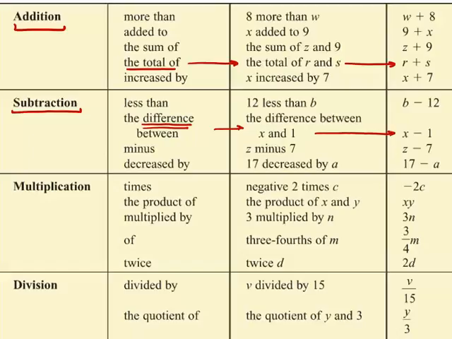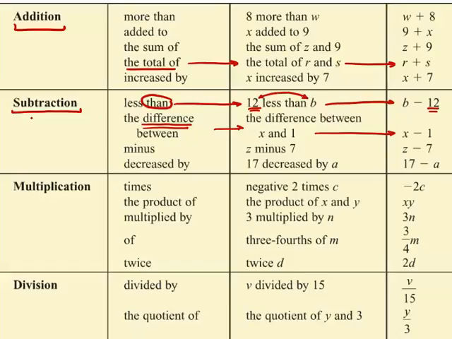Now there is one here I want to point out for subtraction. It's than. The word than will change the order of any terms that we're talking about within the problem. What do I mean by that? Well, when you look at 12 less than b, notice when we write it algebraically, we mentioned the number 12 first, but when we write it algebraically, it comes second. So the word than will change the order of the terms.